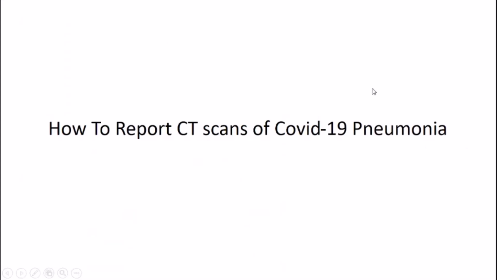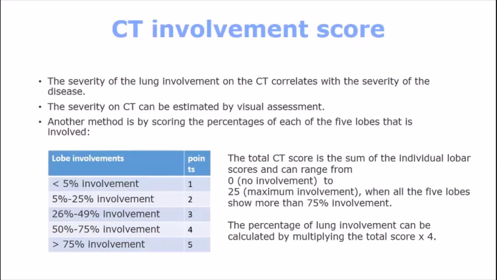Okay. Now we'll talk about how to report CT scans of COVID-19 pneumonia. If you remember in the early slides, I mentioned that in the severe disease cases, they would have more than 50% lung involvement. So this is a way to calculate the lung involvement percentage by something called the CT involvement score. This info is from the Radiology Assistant website, which is very, very informative, and I advise everyone to take a look at it.